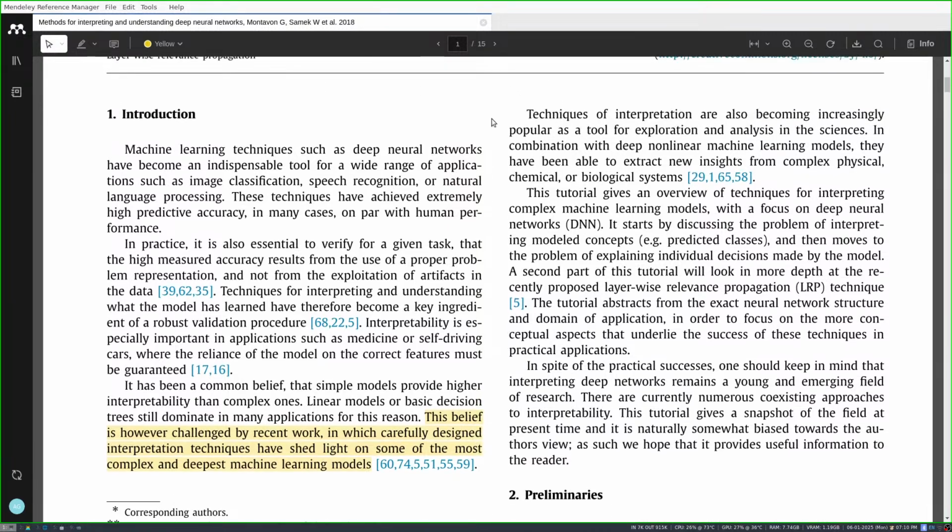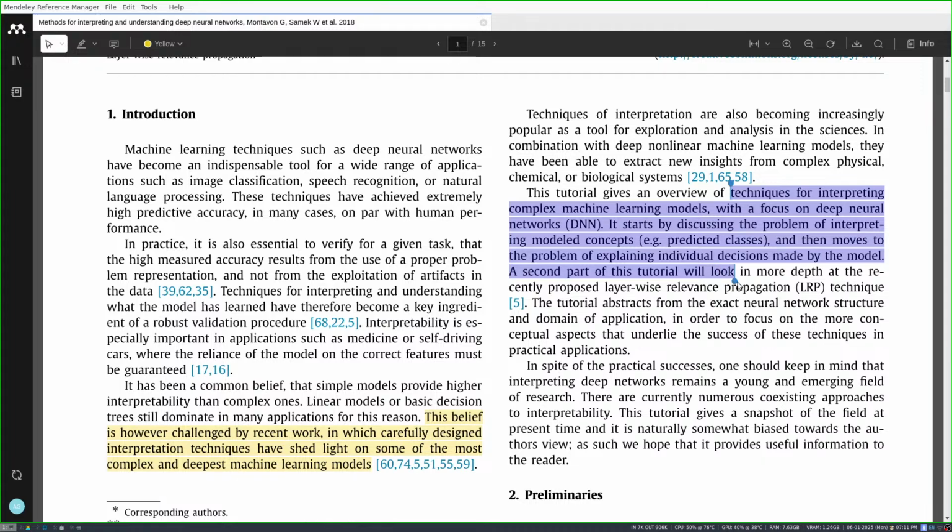Techniques for interpretation are also becoming increasingly popular as a tool for exploration and analysis in science. In combination with deep nonlinear machine learning models, these have been able to extract new insights from complex physical, chemical, or biological systems. This tutorial gives an overview of techniques for interpreting complex machine learning models with a focus on deep neural networks. It starts by discussing the problem of interpreting modeled concepts, and then moves into the problem of explaining individual decisions made by the model.